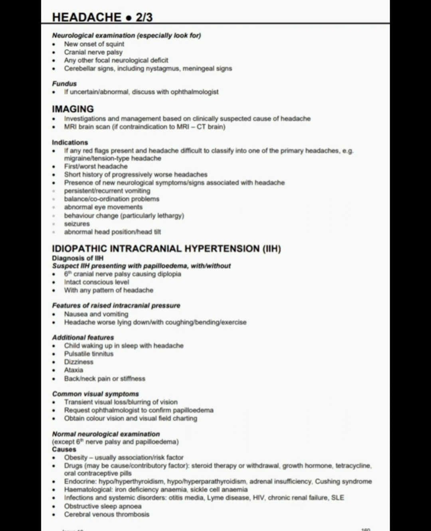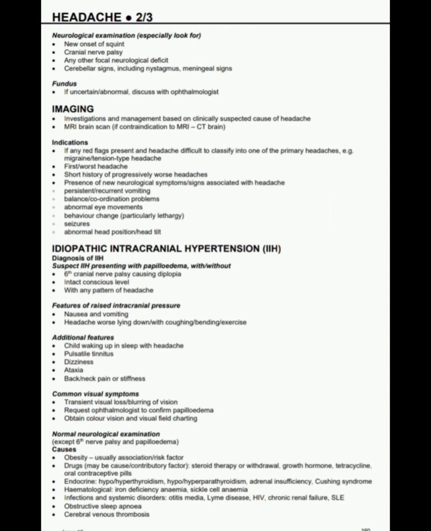Idiopathic intracranial hypertension. Remember IIH. What is the diagnosis of idiopathic intracranial hypertension? Suspect IIH presenting with papilloedema with or without sixth cranial nerve palsy causing diplopia, intact conscious level with any pattern of headache. Features of raised intracranial pressure: nausea and vomiting, headache worse lying down, with coughing, bending or exercise. Additional features are child waking up in sleep with headache, pulsatile tinnitus, dizziness, ataxia, back or neck pain or stiffness. Now, the common visual symptoms are transient visual loss or blurring of vision.